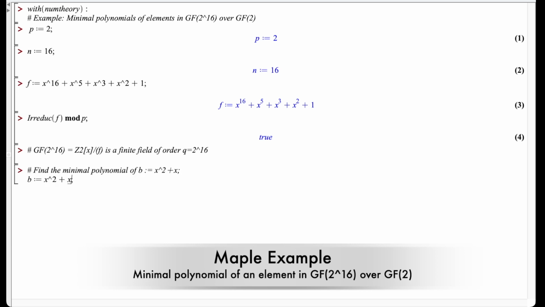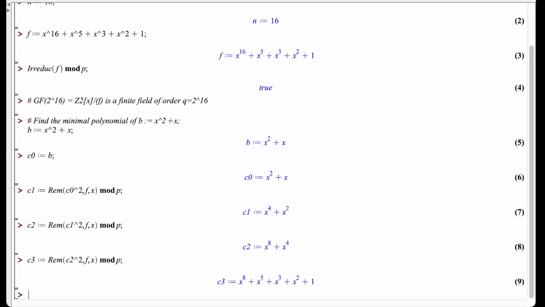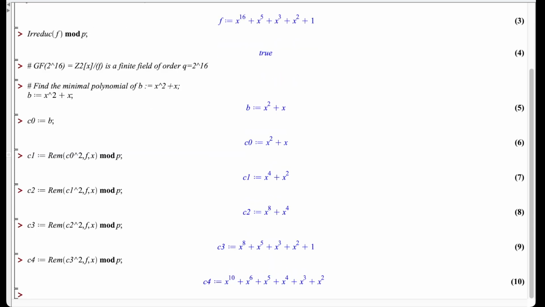Let's now find the minimal polynomial over Z2 of the field element B, which is x squared plus x. We'll first find the conjugates of B with respect to GF2, and we'll do this by repeatedly squaring B. So the first conjugate is B itself. The second conjugate is B squared. The third conjugate is B to the 4th. The fourth conjugate is B to the 8. The fifth conjugate is B to the 16.